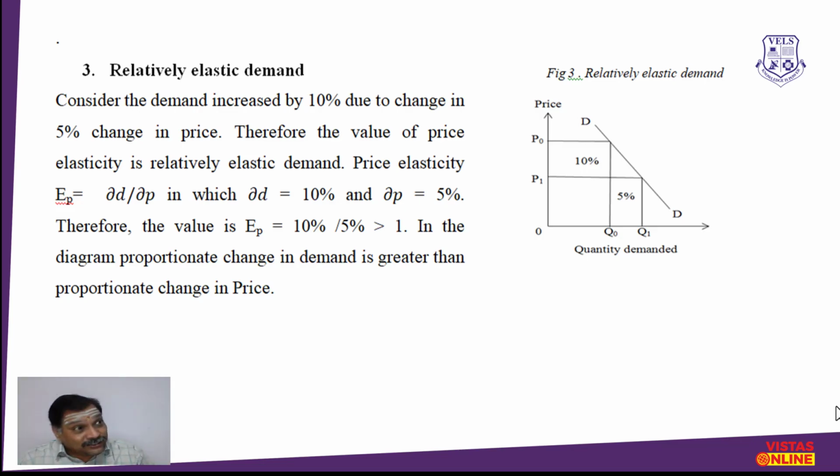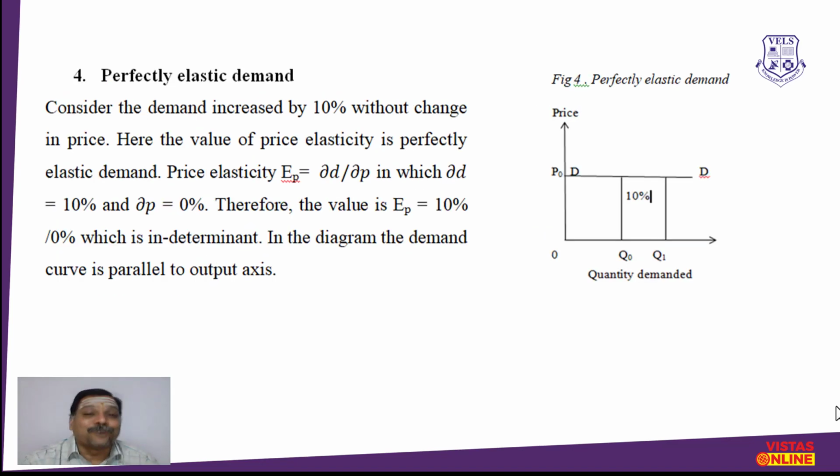There are some situations, 2 extremes. There will be a change in price, no change in demand, or there will be no change in price, but some change in demand. So in that situation, how do we handle that? We have to say perfectly elastic demand. The demand is increased by 10%, but there is no change in price. The demand is not changing because of price. Some other factors are influencing it, and we call this particular situation perfectly elastic.